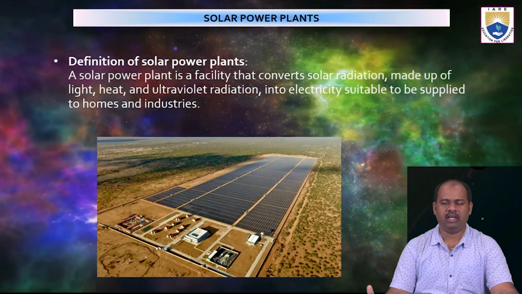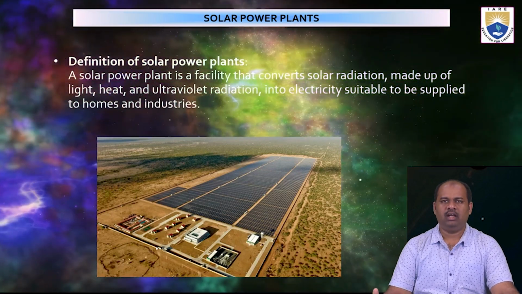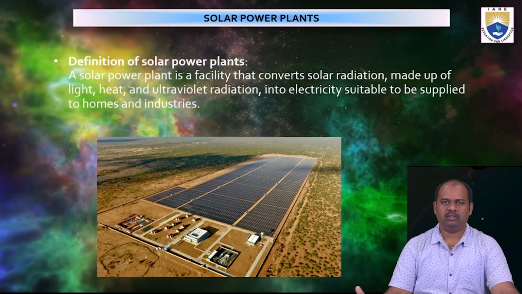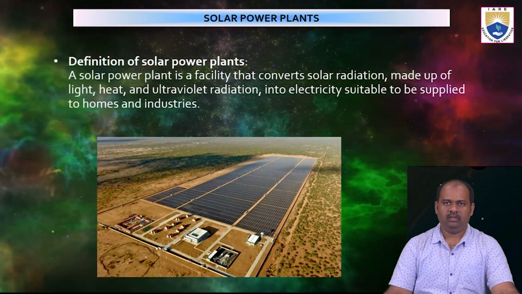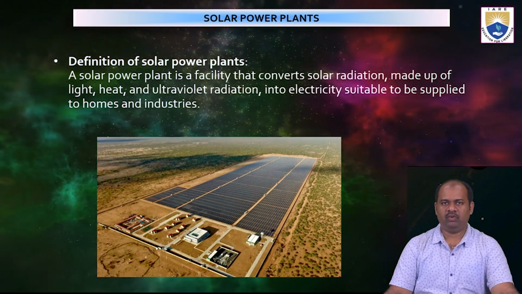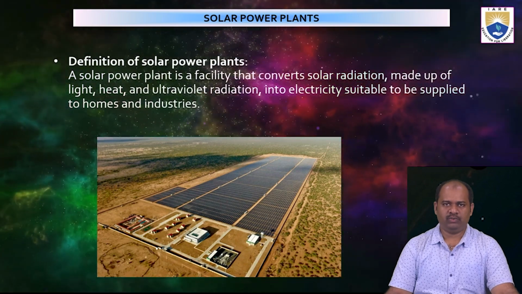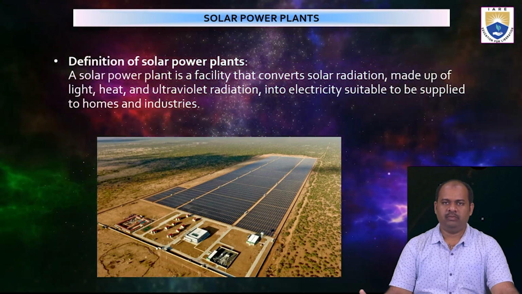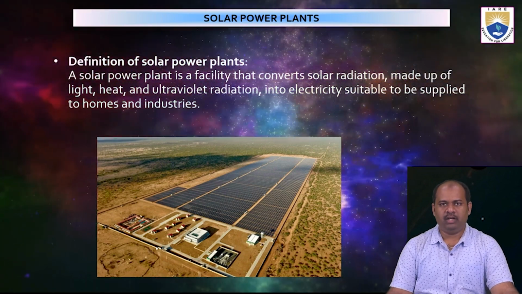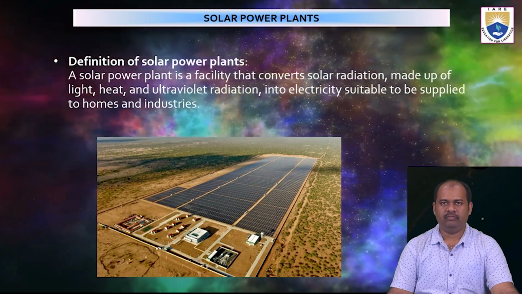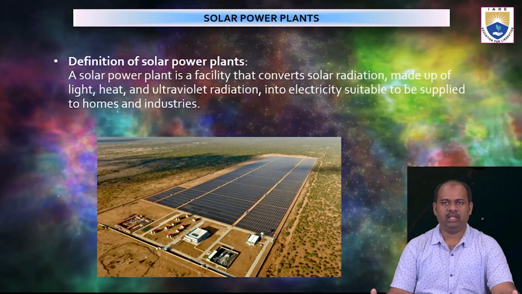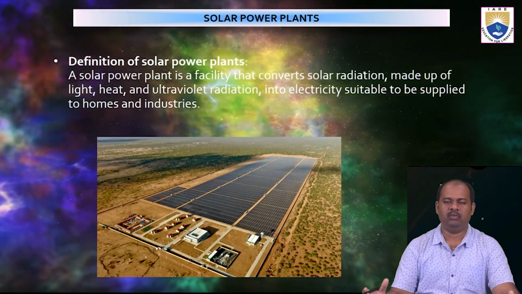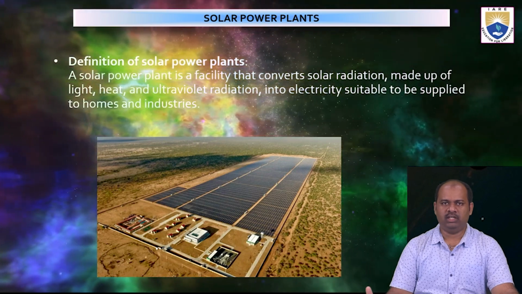So these three things, light, heat, and ultraviolet radiation, are completely converted into electricity, and they can be supplied to homes and industries. Now in this picture we can see a solar power plant where a vast number of solar panels are installed on the open surface where the light will fall on the solar panels. All these solar panels are connected to a central controlling system where they can collect the solar energy in the form of electrical energy and it can be used later.